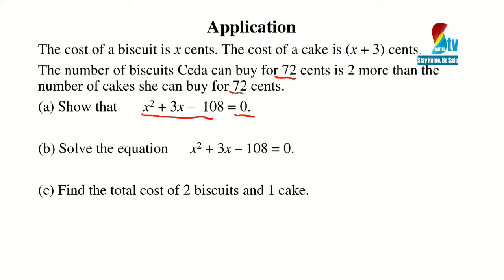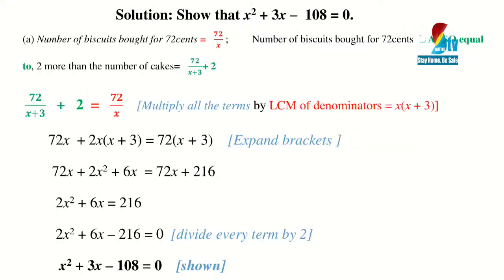So what we can do is find the number of biscuits that you can buy for 72 cents, which is 72 over X. And the number of cakes that you can buy, which will be 72 over X plus 3. So this is the number of biscuits, this is the number of cakes. We are also told that the number of biscuits that you can buy is 2 more than the number of cakes.